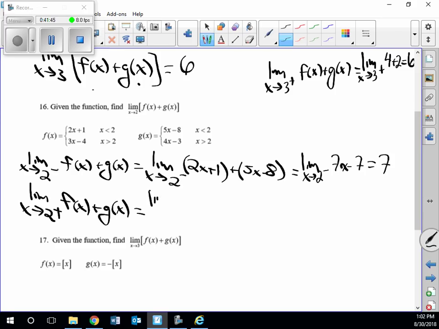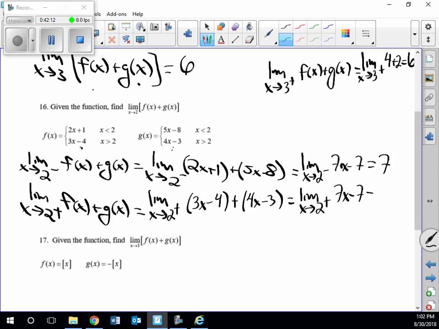So this one's the limit as x goes to 2 from the right. And here, coming from the right, f is 3x minus 4. And coming from the right of 2, g is 4x minus 3. So this is 4x minus 3. And now let's simplify that and evaluate. So that's going to be 7x minus 7. And plug in 2, you get 7 again.